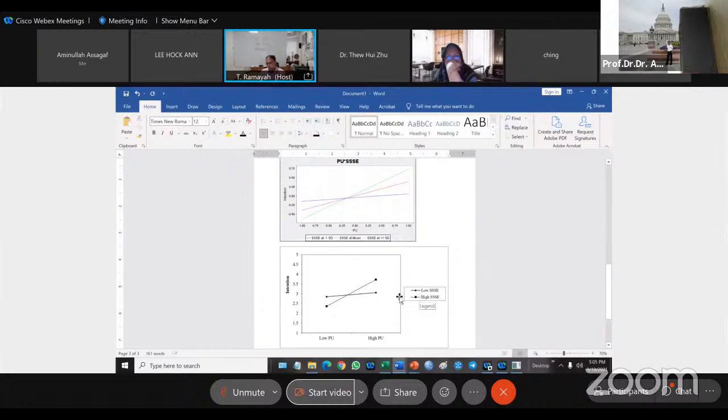The solid line is low statistical software self-efficacy, and the dotted line is high statistical software self-efficacy. That will give you your plot. So we will use this to justify the hypothesis. That's how you interpret for moderation. Any question on interpretation?